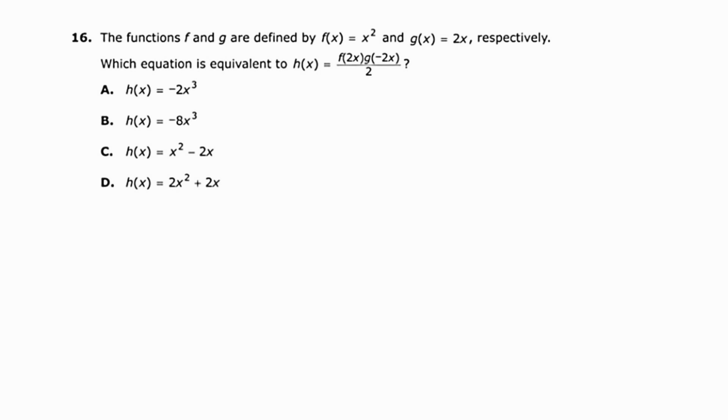This question states that the functions f and g are defined by f of x equals x squared and g of x equals 2x respectively. Which equation is equivalent to h of x is equal to f of 2x times g of negative 2x divided by 2?